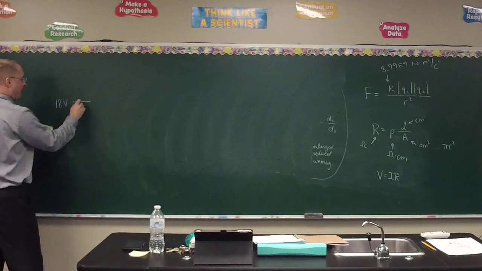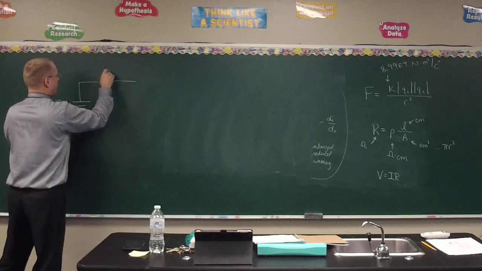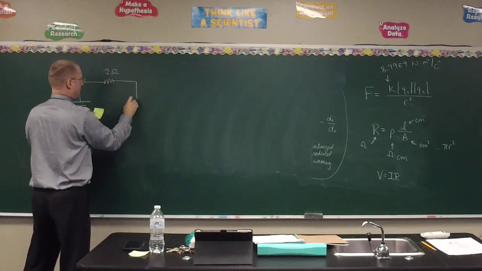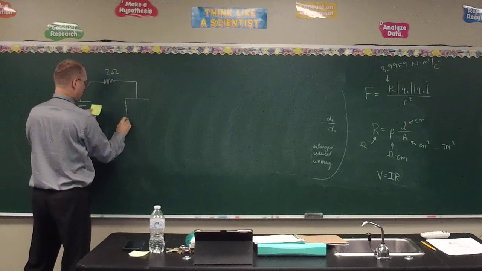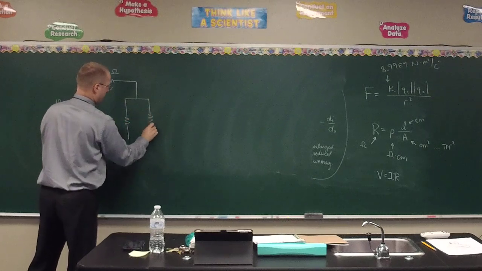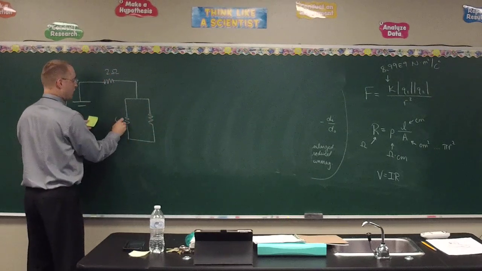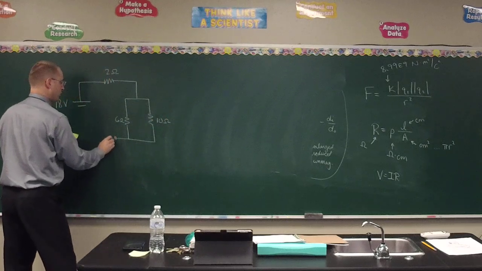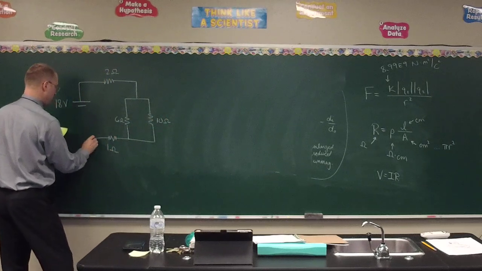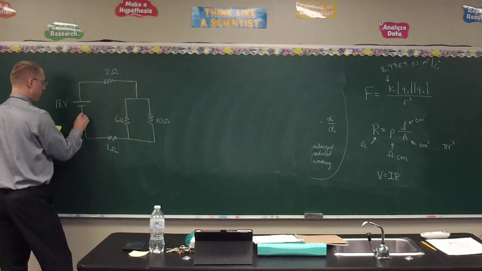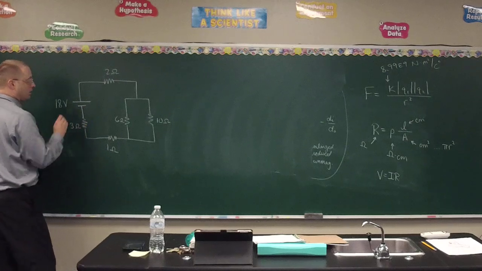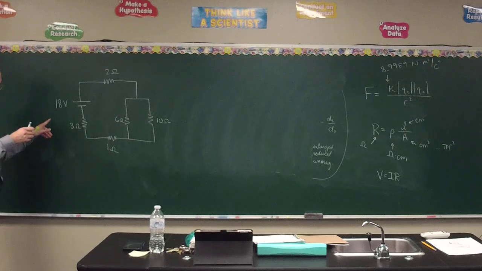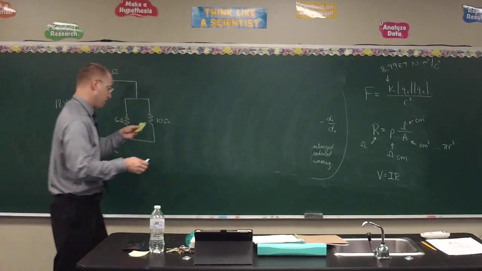We have an 18-volt battery, current going through a 2 ohm resistor, and then splitting into a 6 ohm resistor and 10 ohm resistors in parallel. Current then flows through a 1 ohm resistor, and on the way back to the battery encounters one final resistance of 3 ohms. Okay, so this would be something similar to what you might see tomorrow.